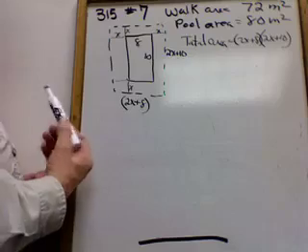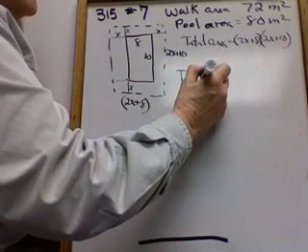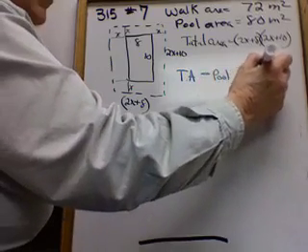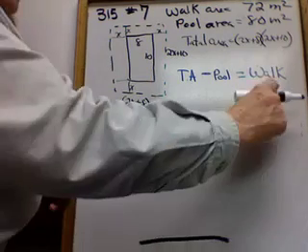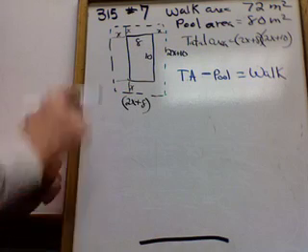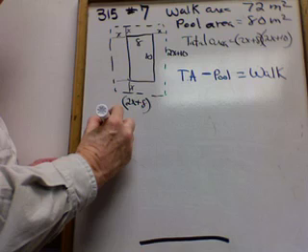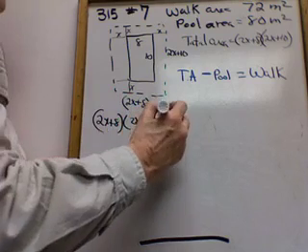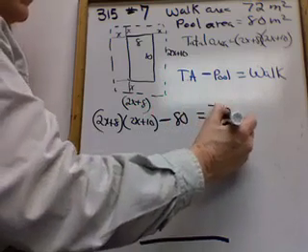Well, I could set up an equation because I know that the total area minus the pool area equals the walk area. Or I could do the walk area plus the pool area equals the total area. Lots of different ways we could set this up. But now let's set up and do the arithmetic. So I have 2x plus 8 times 2x plus 10 total area minus the pool area, 80, equals 72.